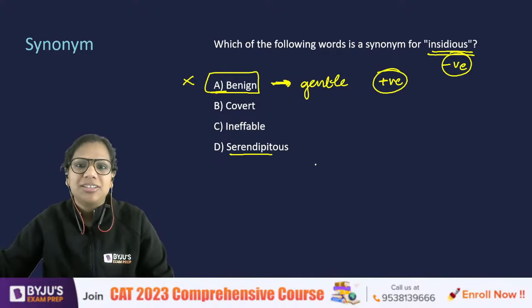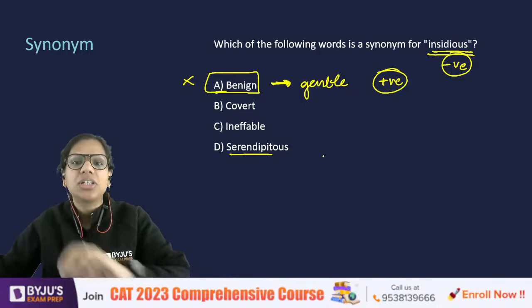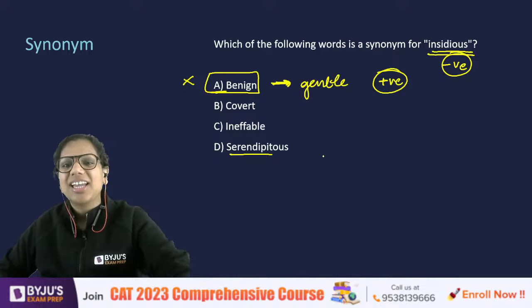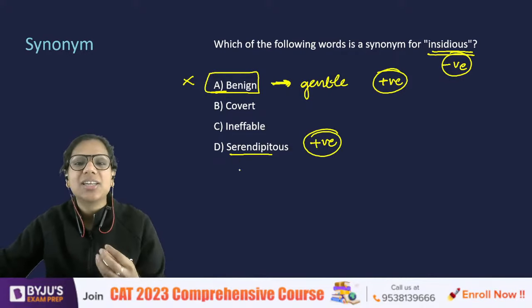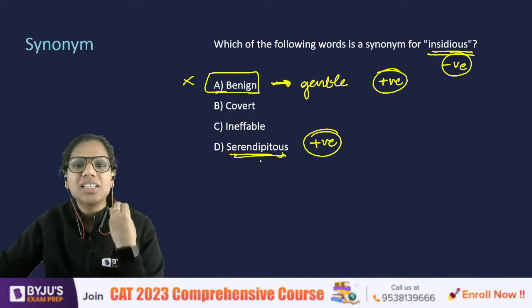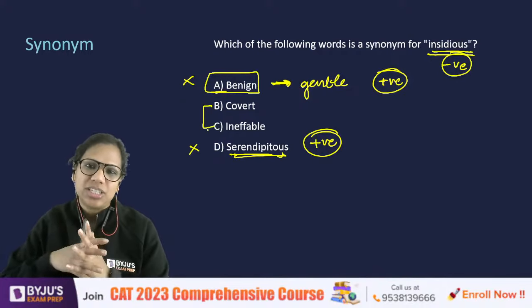Serendipitous, of course, comes from the word serendipity. Where have you heard the word serendipity? Is it a positive word or a negative word? There's a movie called Serendipity, an old movie. It means a fortunate accident, something that happens to you accidentally and proves to be lucky for you. That will be a serendipitous incident for you. So eliminated. Between these two, now I have to decide.